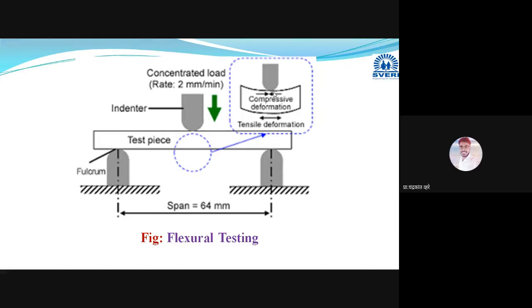Draw this diagram and show this in blue color. We have shown the output, what will happen due to this load. We need to check this tensile deformation also. Our product must take the tensile deformation without any failure. So give the heading flexure testing and draw this diagram.